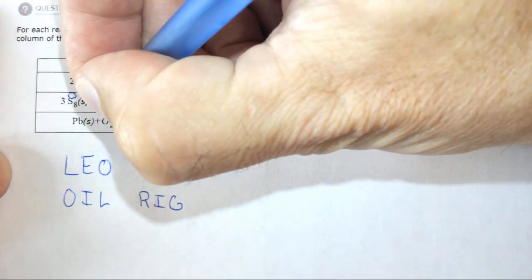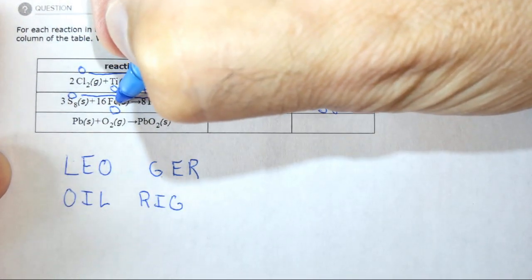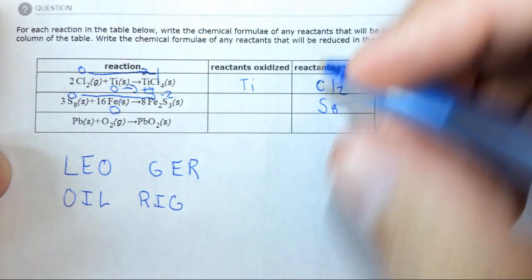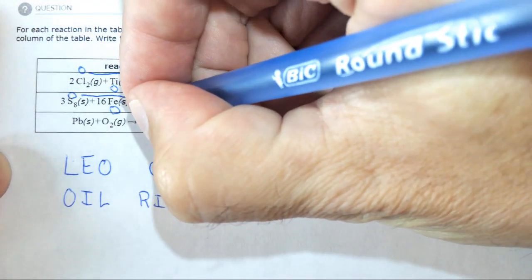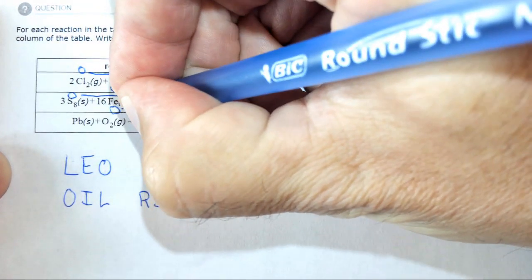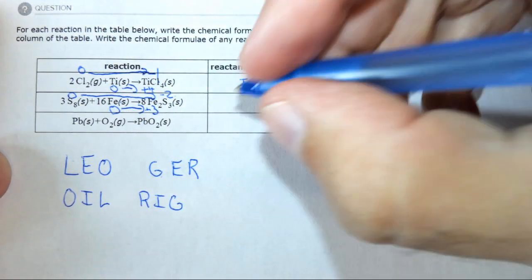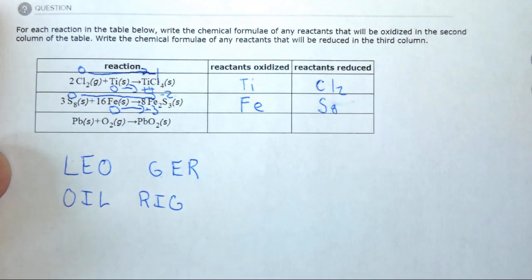Iron, on the other hand, has an oxidation state of 0 because it's elemental on the reactant side. On the product side, it's going to be +3. So it became more positive. It lost electrons. It's oxidized. So the oxidized reactant is iron.